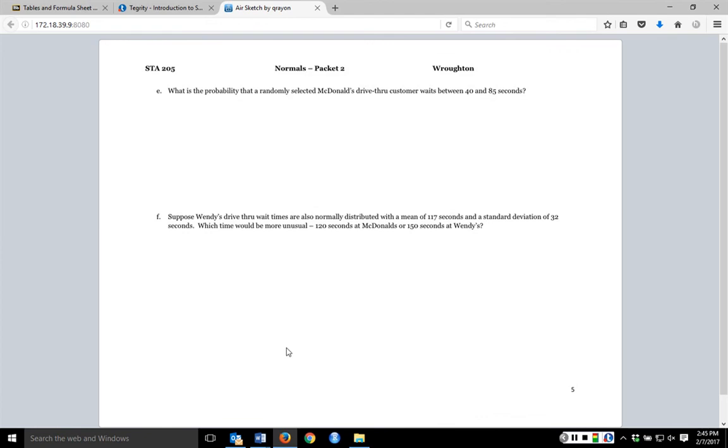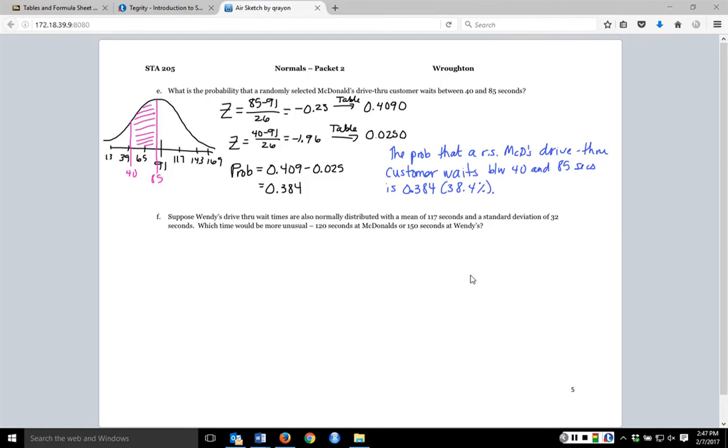Alright, now we want to find the probability that a randomly selected McDonald's drive-thru customer waits between 40 and 85 seconds. Alright, so I would actually try to pause it here and try to work the entire problem and see if we feel good. And of course, I will work the problem and we will stop and explain it as well. Alright, so let's see how you did.